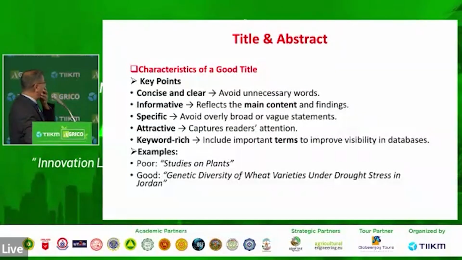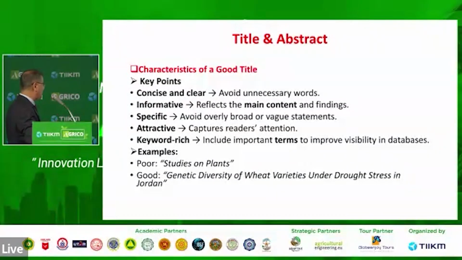We start with the title and abstract. A good title is key for the paper. Sometimes you just see the title and you see that this is a very interesting paper. Sometimes even as a reviewer, I go to help in order to publish the paper because the title is very alluring. So the title should be clear and concise, informative, specific, attractive, and rich with keywords and terms.